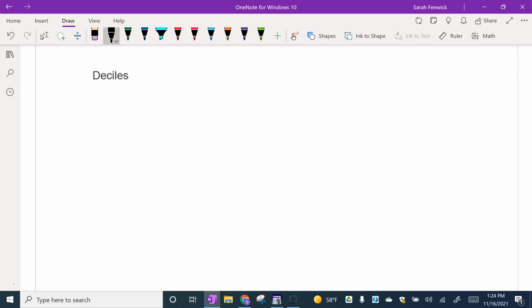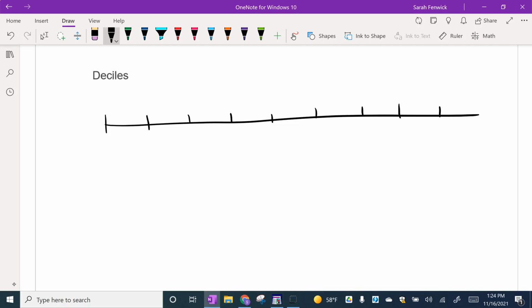Deciles, I'm just going to real briefly touch on this. Deciles basically break the data into 10 sections. I can't draw this evenly, so I'm just going to pretend. 1 section, 2, 3, 4, 5, 6, 7, 8, 9, 10. Close enough. Each one represents 10%. We don't really use deciles a lot, so we're going to leave it at that for now.